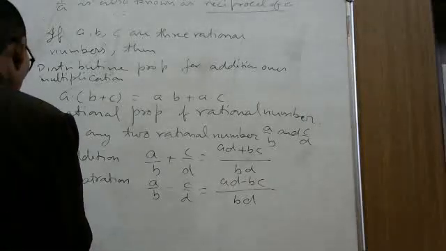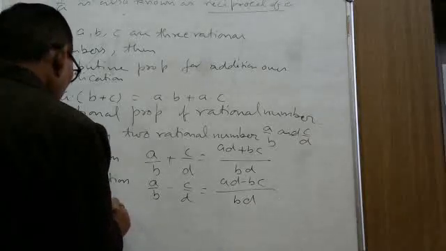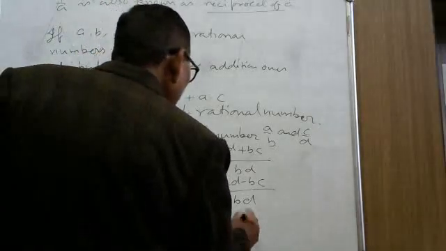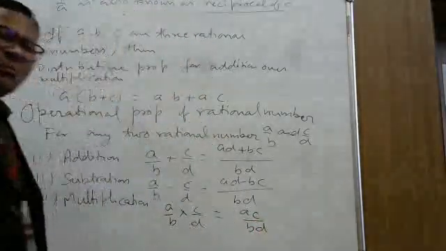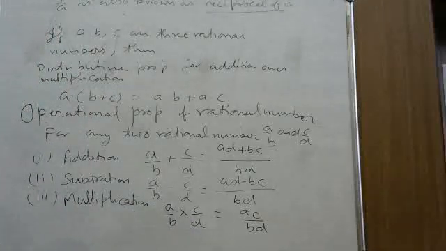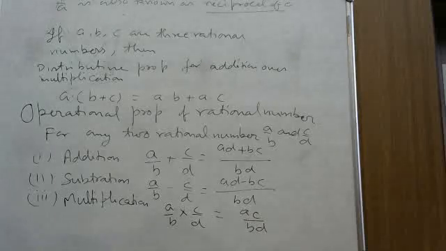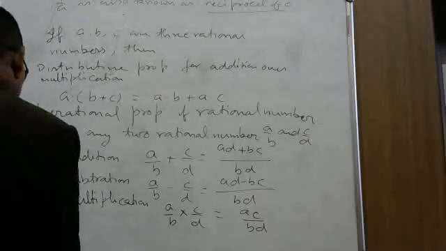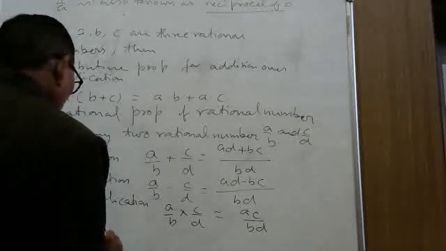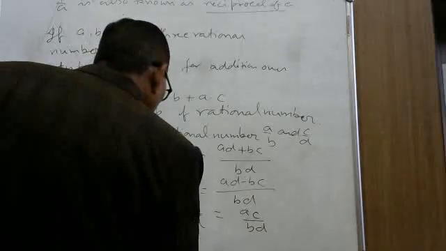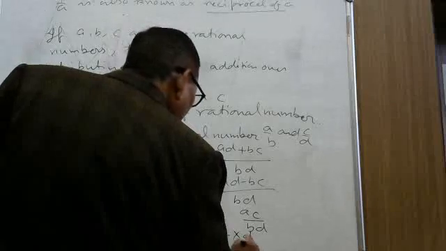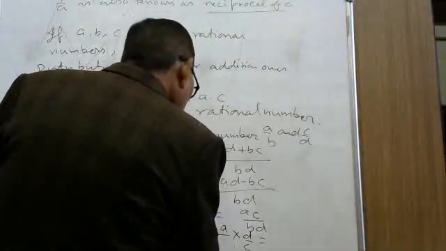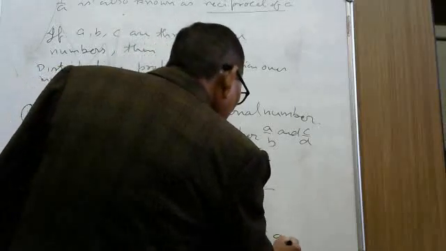Third, multiplication: A upon B multiplied by C upon D is AC upon BD. You multiply their respective numerators and denominators. Fourth is division: A upon B divided by C upon D equal to A upon B multiplied by D upon C, that is equal to AD upon BC.